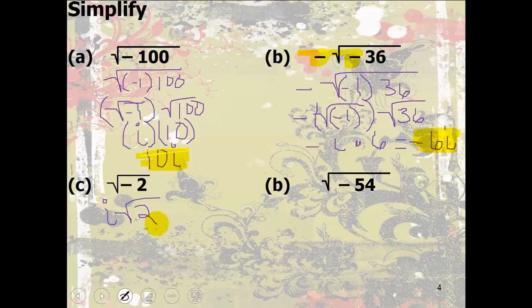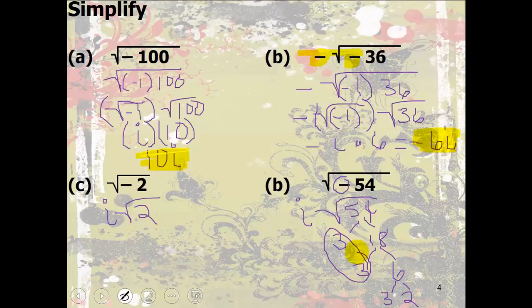The square root of negative 54, the negative comes out as an i. The square root of 54 gets simplified. Start dividing by primes, 3 and 18, and 3 and 6, and 3 and 2. That's prime factoring. The doubles come out as a single. So I have 3 times i times the square root of 3 times 2, which is 6, right?